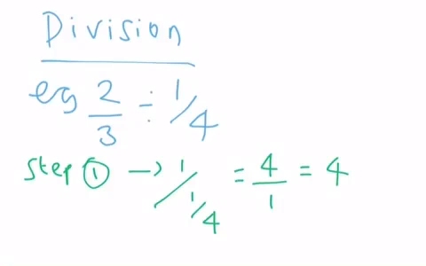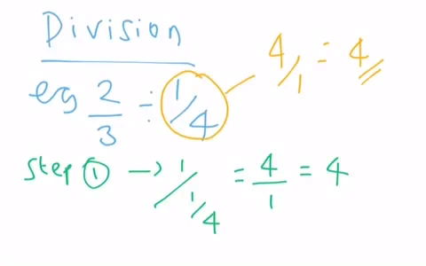So if you don't want to remember it that way, or you find that a little bit confusing, just think, if I flip over this fraction, turn it over on its head, what do I get? You get 4/1, which is 4, which is the same thing as what we just did in the reciprocal bit. So that's step 1. So what do we have now? We have 2/3 divided by 4, or 4/1.